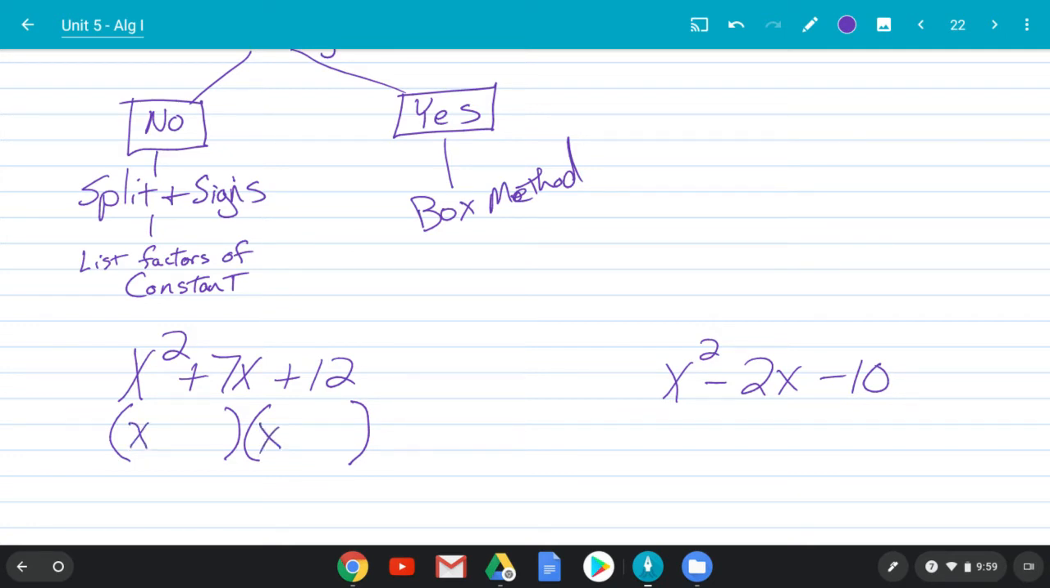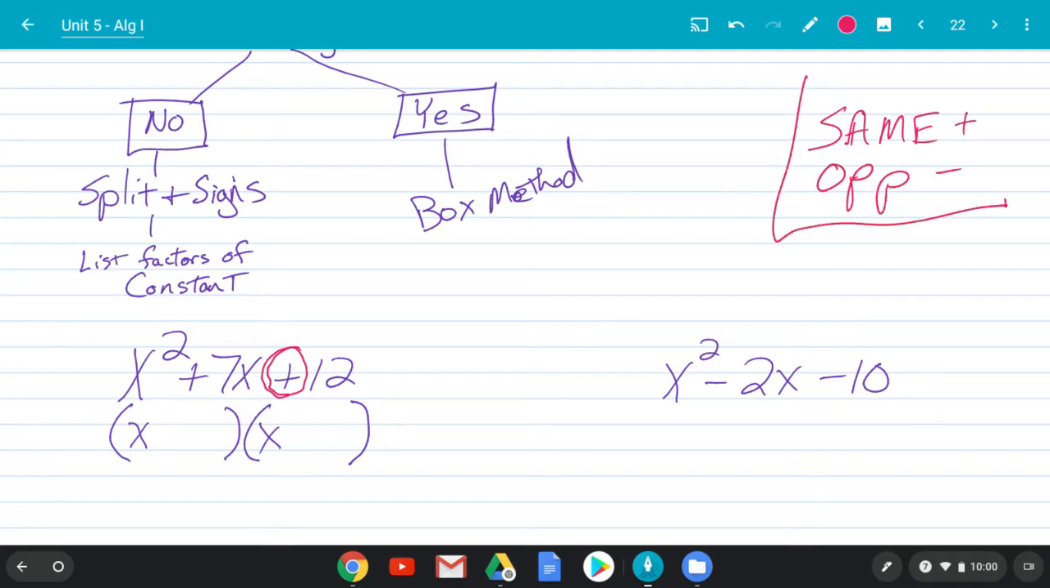Then we're going to look at the last sign. Always start by looking at this last sign. And you remember last week when I wrote this stuff down, I put same plus and opposite minus. You guys remember that? Well, that comes back into play here.